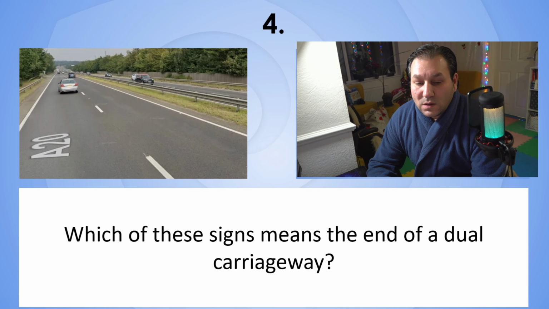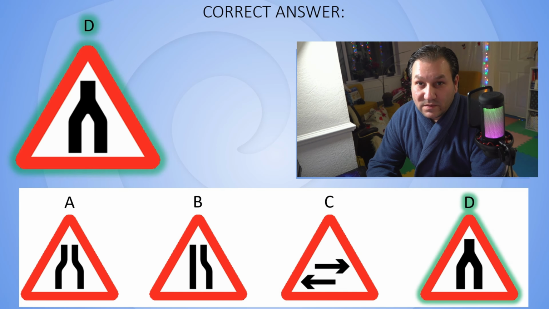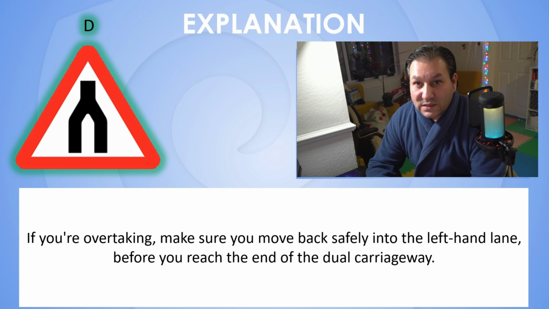4. Which of these signs means the end of a dual carriageway? A, B, C, or D? The correct answer is D. Explanation. If you're overtaking, make sure you move back safely into the left-hand lane before you reach the end of the dual carriageway.